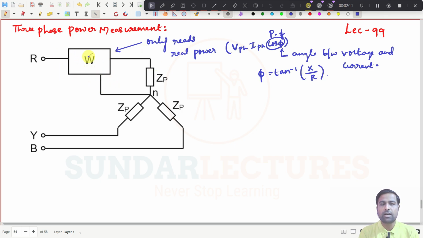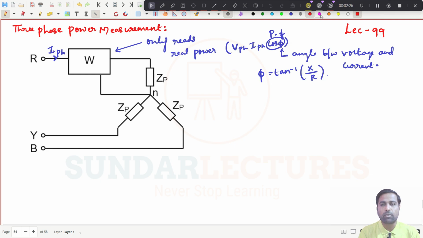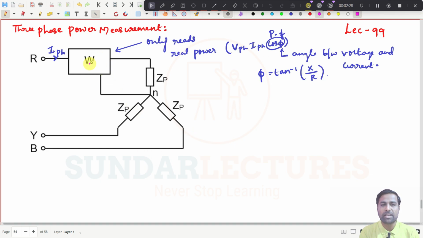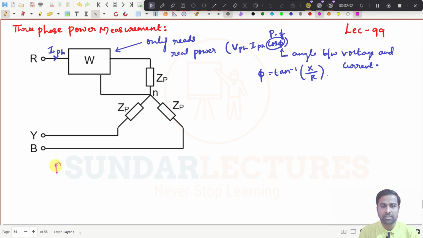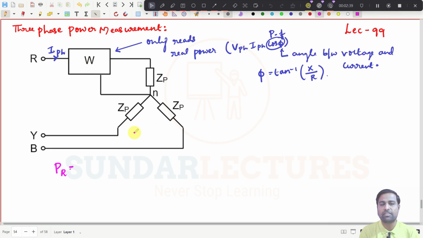For example, what is the current flowing in this phase? This is I phase, right? If it is a balanced three-phase load, then the magnitude of current will be the same. All those kind of things we have seen. And if you want to write what is the power measured by this wattmeter, maybe I will take it as PR, since it is connected in the R phase with the neutral.